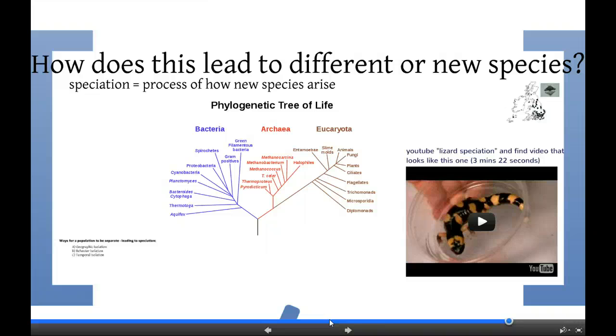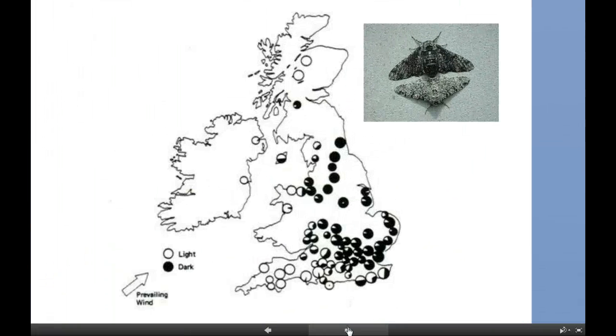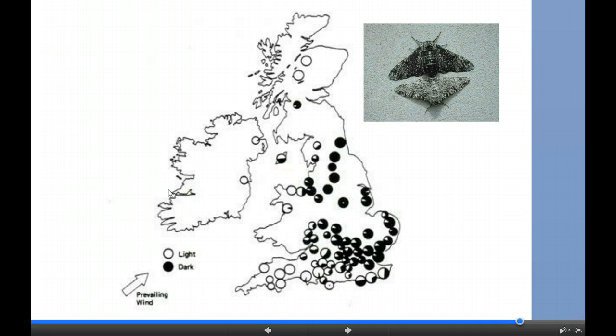Speciation is a process of how new species arise. And this is sometimes what happens in evolution. Not all the time, but sometimes. So I want you to look back at this diagram. You did this as part of your warm-up in class.